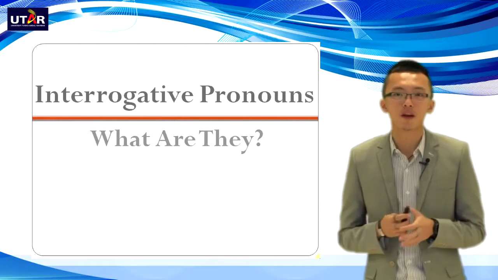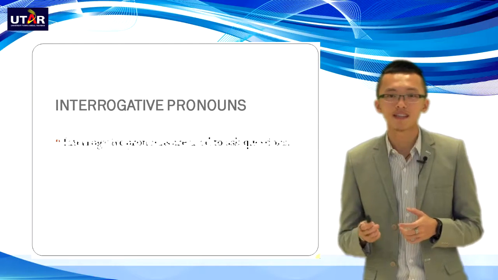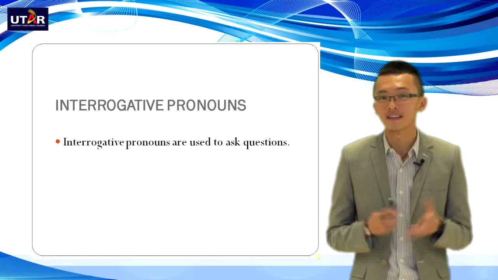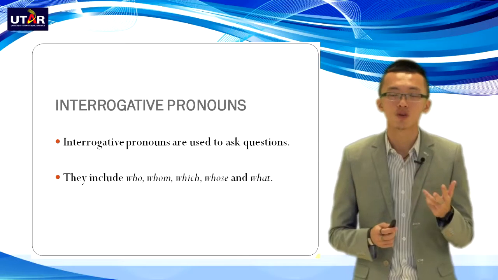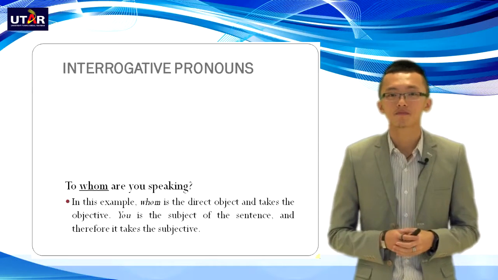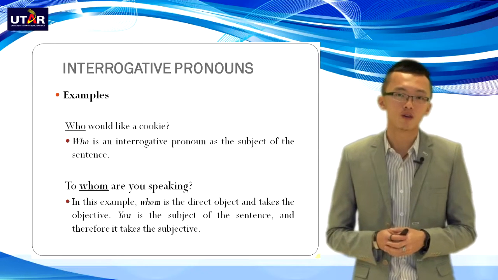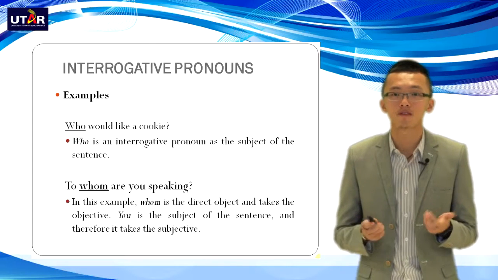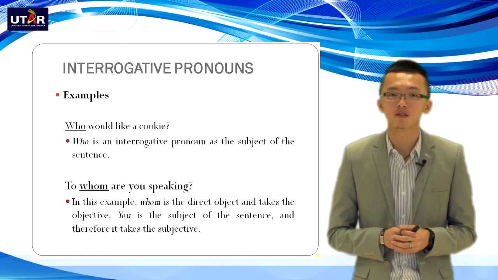We come to our next pronoun, which is the interrogative pronoun. As the word suggests, interrogative pronouns are used to ask questions or interrogate. Now, they include who, whom, which, whose, and what. For example, who would like a cookie? This is a very simple sentence. Who is an interrogative pronoun used to ask the question of who is the person who likes a cookie.